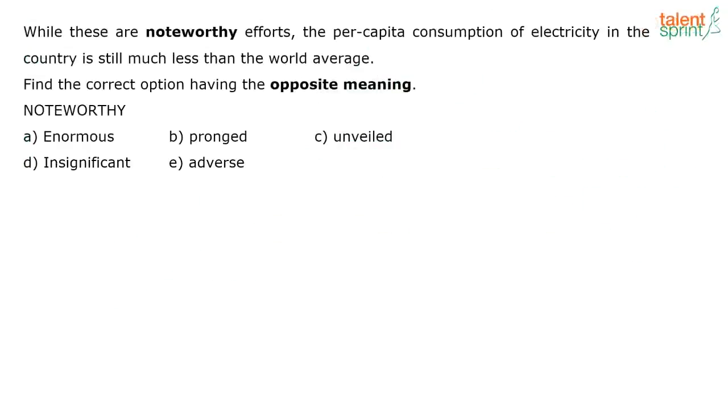The next one is, so far we looked at synonyms, this one's asking for an antonym. What's our context? While these are noteworthy efforts, the per capita consumption of electricity in the country is still much less than the world average. Our highlighted word is noteworthy. Step 1, identify the clue word. Remember, we're looking for antonyms. This is a relatively easier question for you to identify the clue word. Let's see if you can identify that quickly.